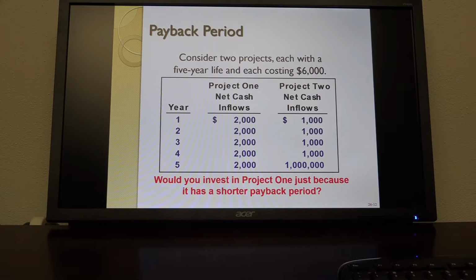And Project 2, net cash inflows, only $1,000 the first 4 years, and then look at year 5, bam, $1 million. So if you used the general rule that you pick the project with the shorter payback period, you would pick Project 1, but that's not necessarily the right answer because look at the payback period if you're patient in Project 2.